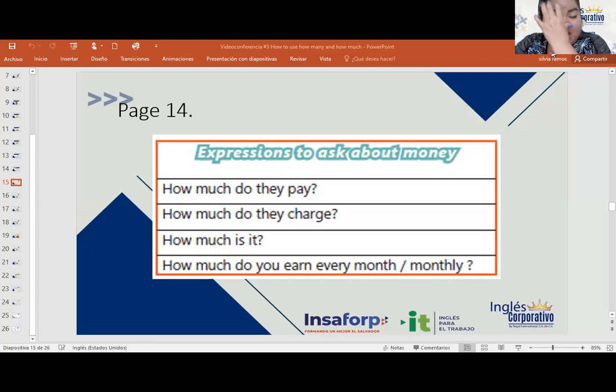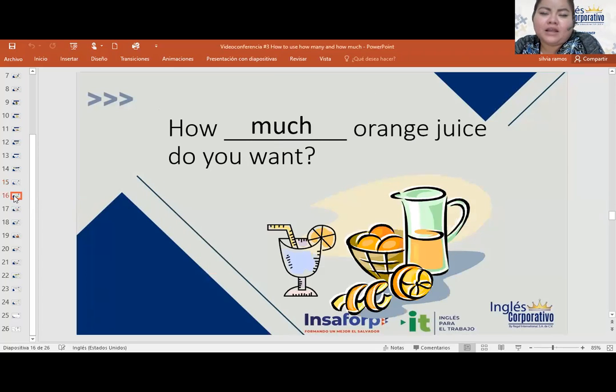How much do you pay for bitcoins in El Salvador? I don't know. It's like $100. 1,000? I don't know. A lot.